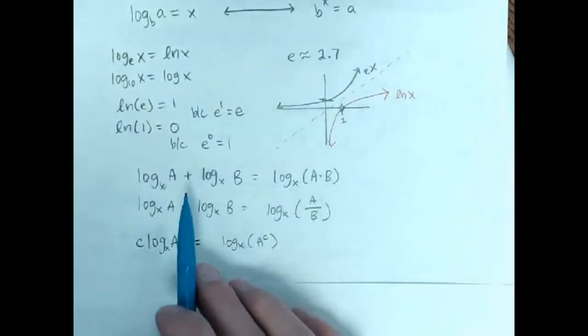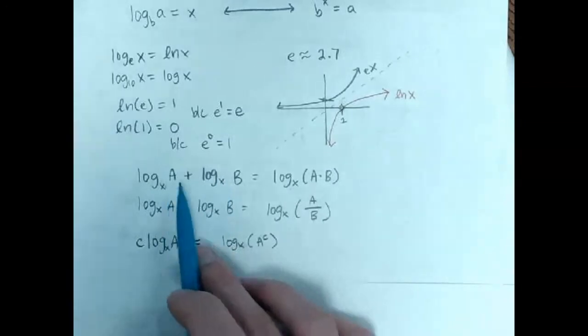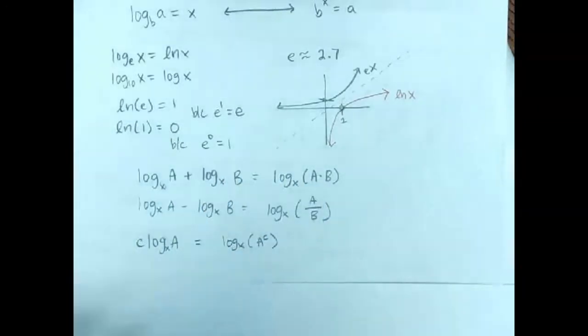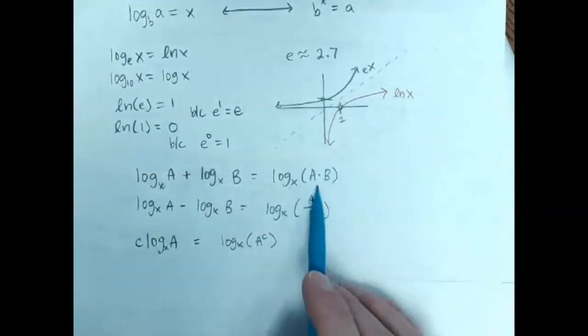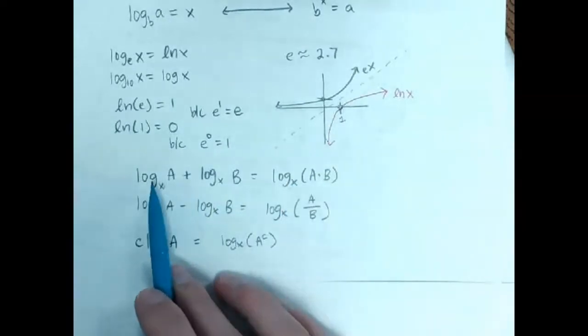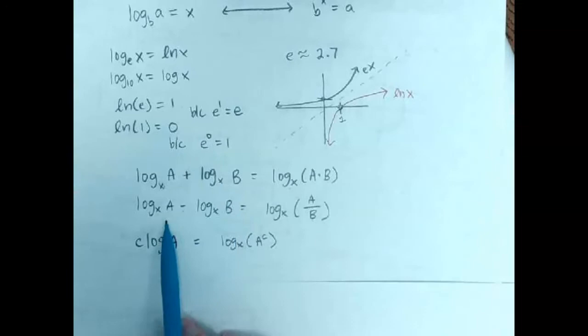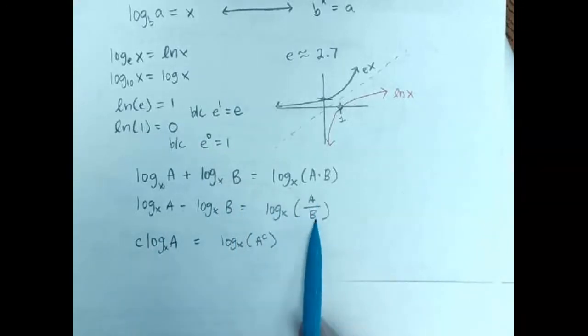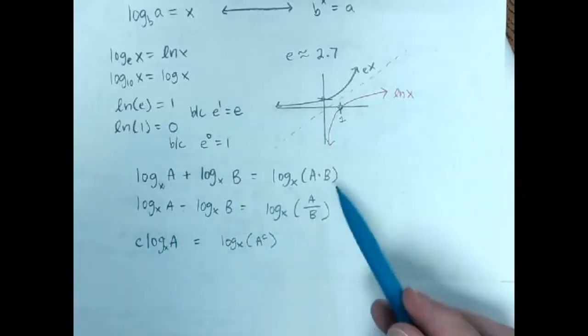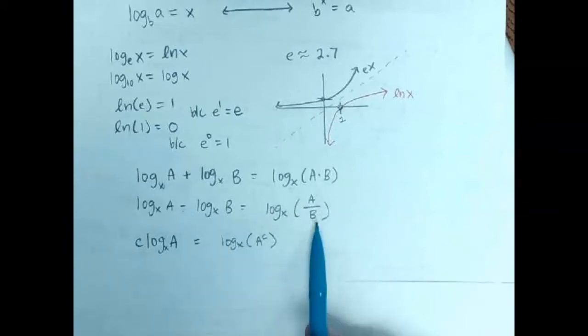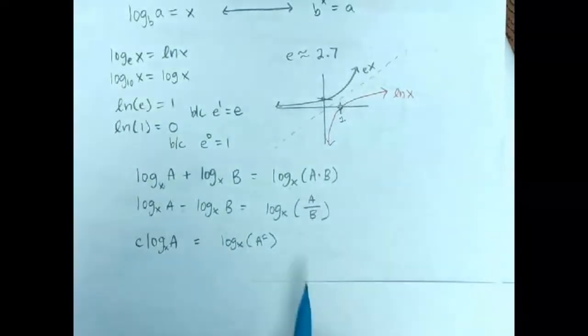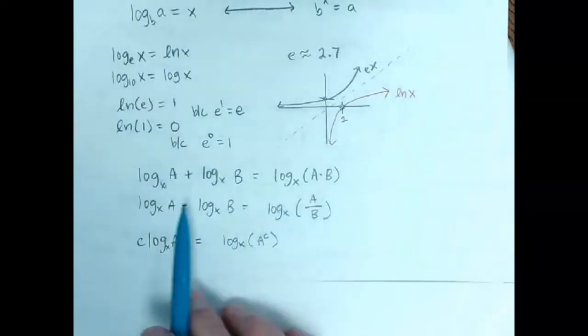But addition between the logs combines into multiplication inside, or vice versa. Multiplication inside splits up into addition between the logs. Subtraction between the logs condenses into division inside. The one that was positive goes to the top. The one that was negative goes to the bottom. Or vice versa. If you had division, you could split it up into subtraction.